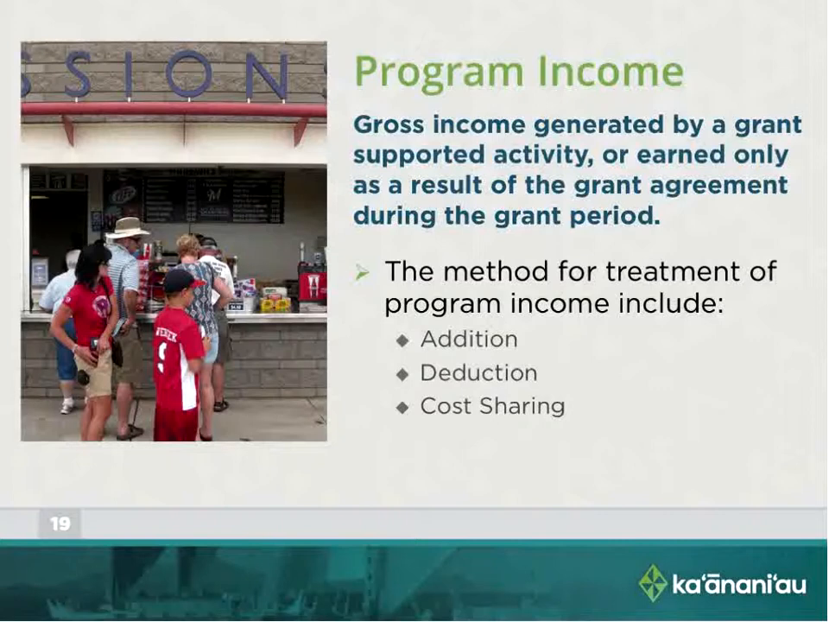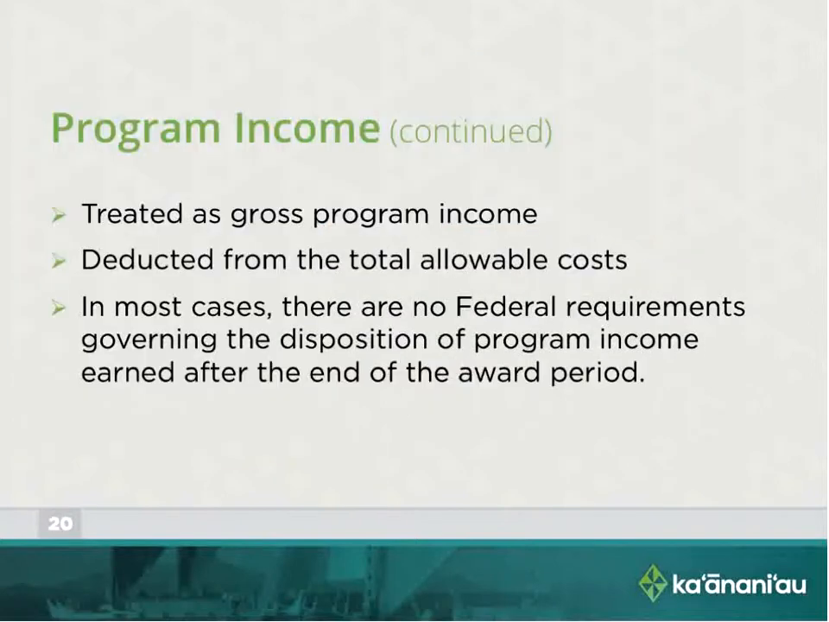And then the third method it can be treated as is cost sharing. So if you wanted to say our non-federal share will be through the program income we generate, that would be called the cost sharing portion of it. But again, look for program income, and you are going to have to track it. Remember, one of the financial standards was accurate, current, and complete disclosure. Well, that means you are going to have to report on any program income that you generate, and you're going to have to keep records on it just like all the other expenditures.